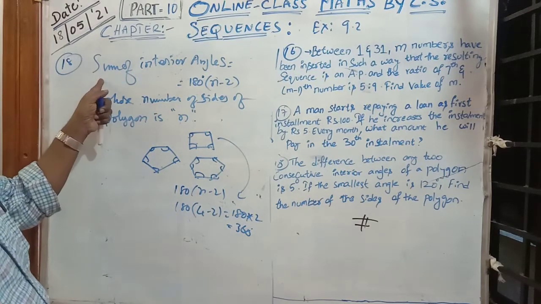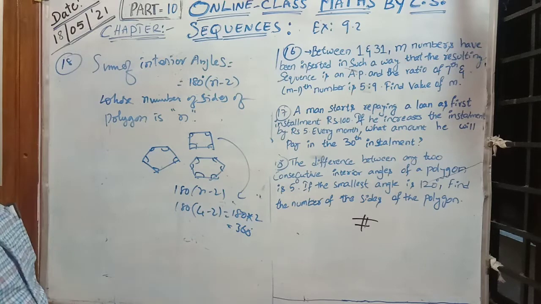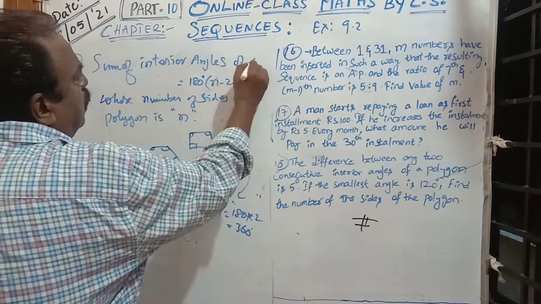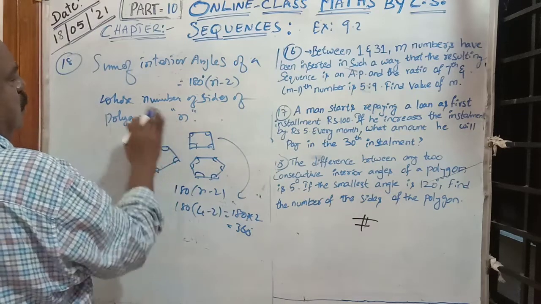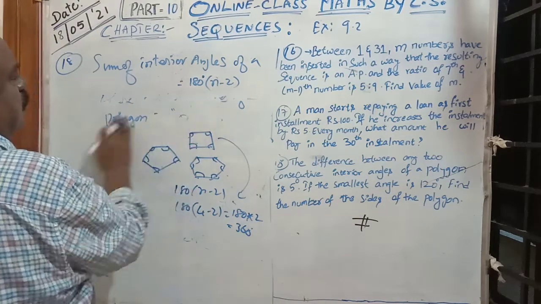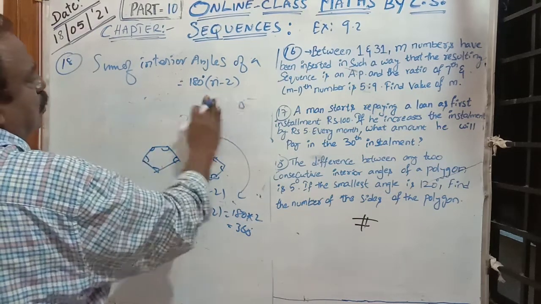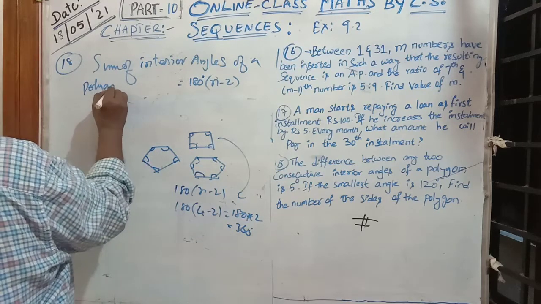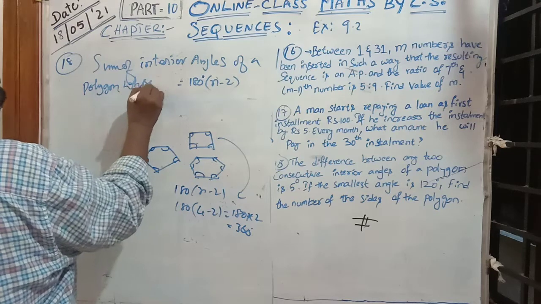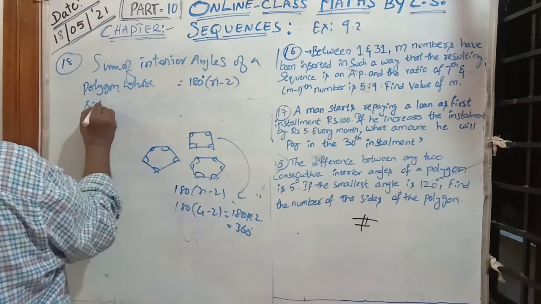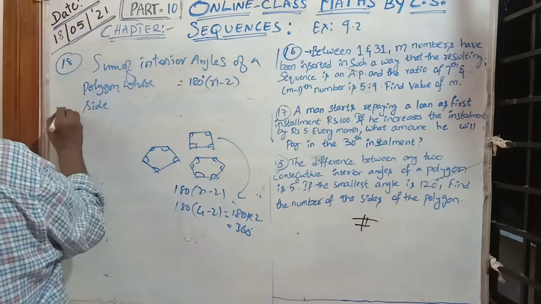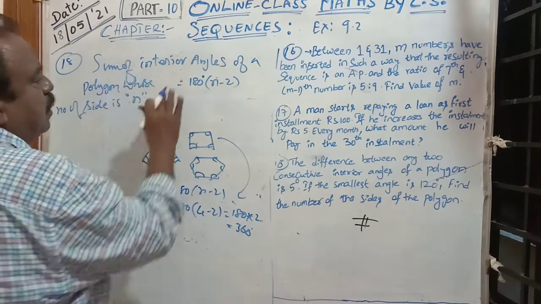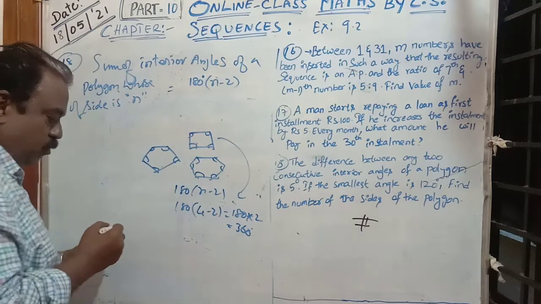The sum of interior angles of a polygon whose number of sides is n. At that time we apply this formula.